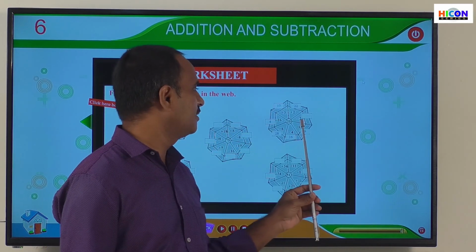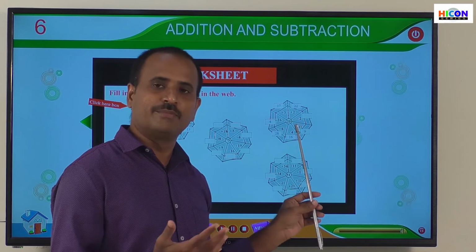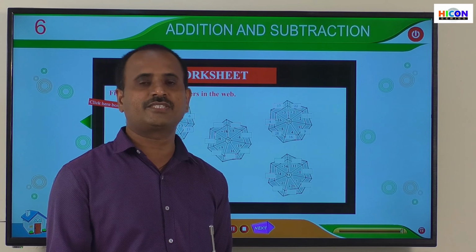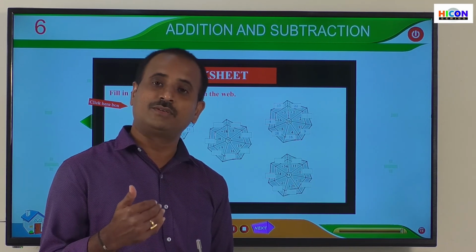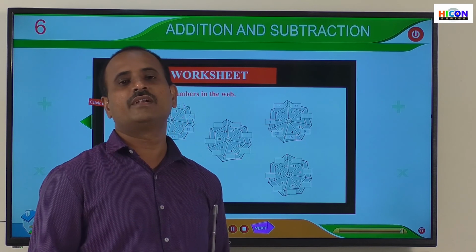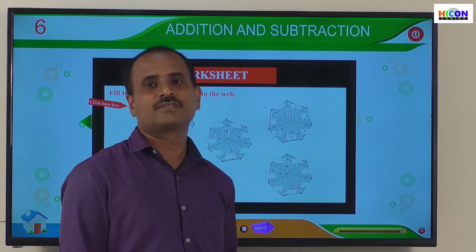And go to the next number. What is the next number? 2. And what is the symbol given here? Minus. Minus means subtraction. So subtract 2 from 20. So if you subtract 2 from 20, how much will you get? You will get 18. So write 18 in this box.